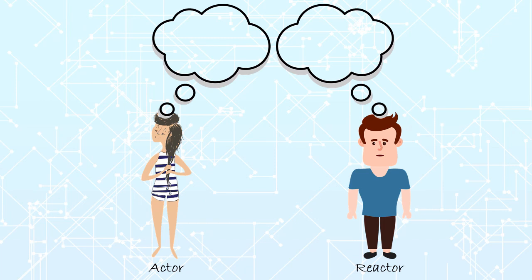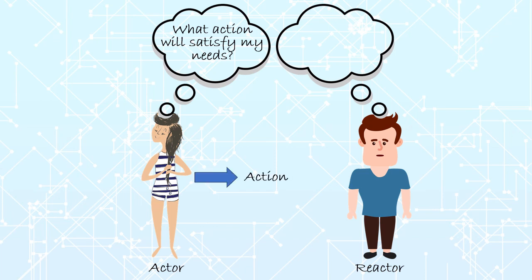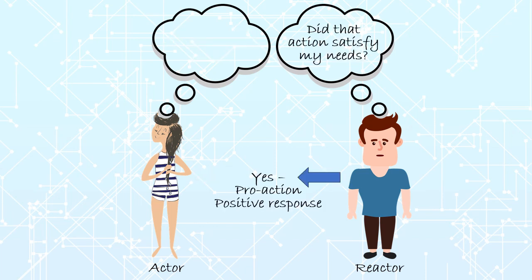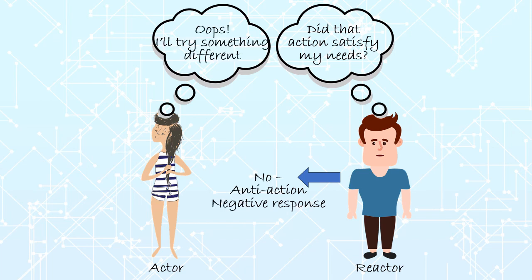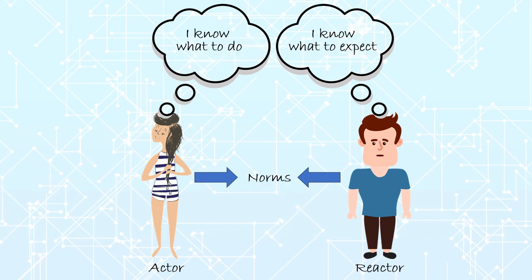Interaction is an exchange between an actor and a reactor. The actor acts in their own best interests to satisfy their needs. The reactor responds positively to actions they judge to be pro-actions because they satisfy the reactor's needs. They respond negatively to actions they judge to be anti-actions because they don't satisfy their needs. Over time, norms are established and interactions become predominantly pro-actions with positive responses.